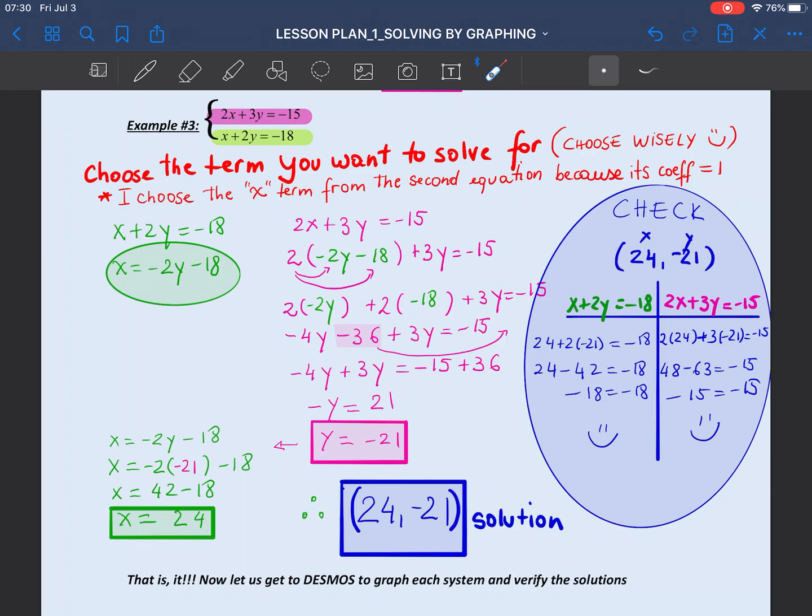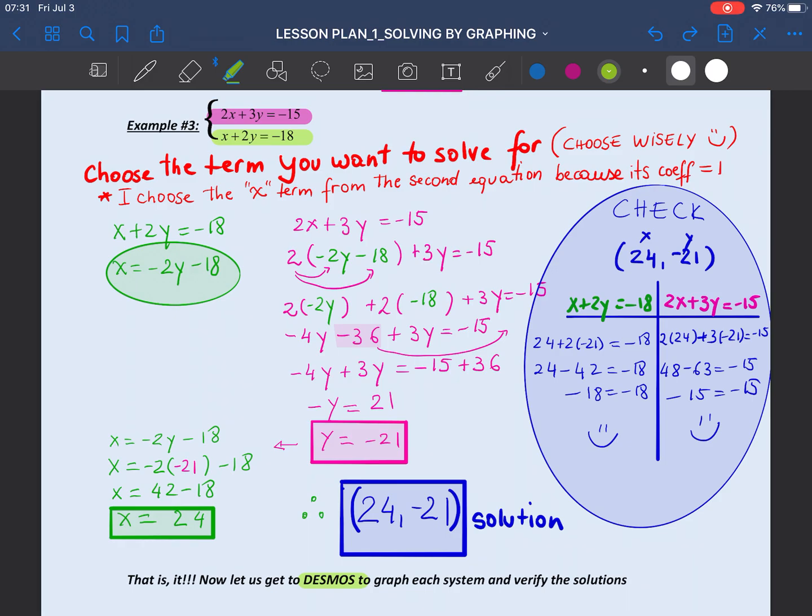Now, I want to show you a cool way of checking your answers. We're going to use DESMOS for it. I'm not sure if you've ever used DESMOS for graphing, but it's a very easy tool for us to learn and use. DESMOS is an app that you can actually download from your app store, and I've done that part of the job myself. We write both equations on DESMOS.